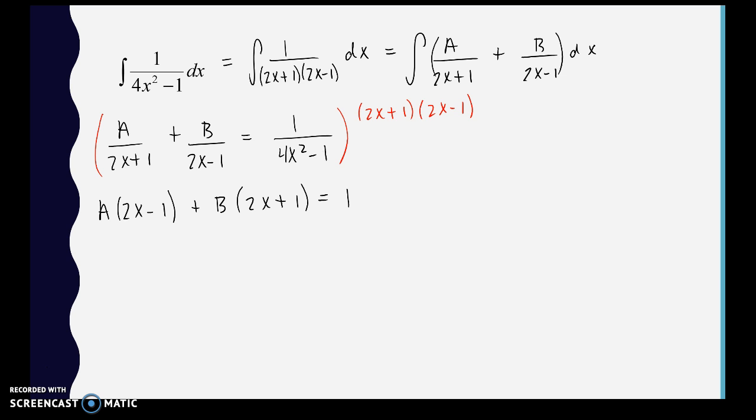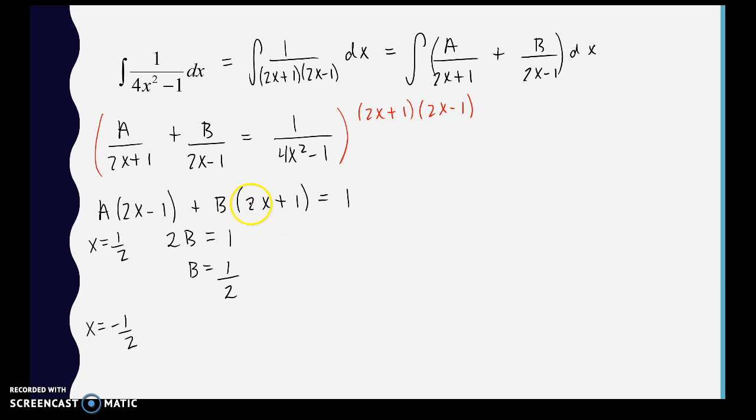Alright, now finding the values of a and b when we have linear factors is very easy. We're just going to pick the value of x that would make each factor 0. So if I pick x equal to a half, it eliminates the a term, and I get 2b equals 1. Half of 2 is 1. 1 plus 1 gives me my coefficient. So now I have b is equal to 1/2.